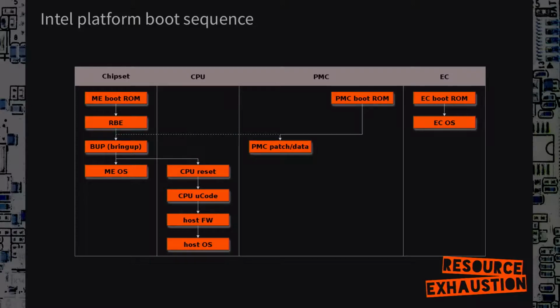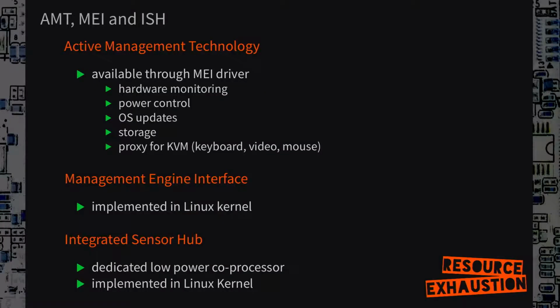Now at the same time, there are two more chips being powered on. One is the PMC, the power management controller, which also gets some updates or patches from the ME firmware. And the EC, the embedded controller, I already described, which is just running in parallel. But in fact, these are all connected to each other. And here are some of the features we have in the ME, summarized.